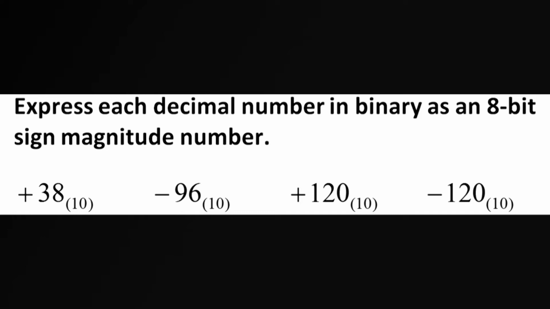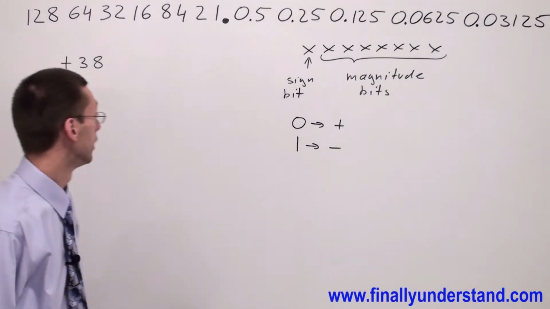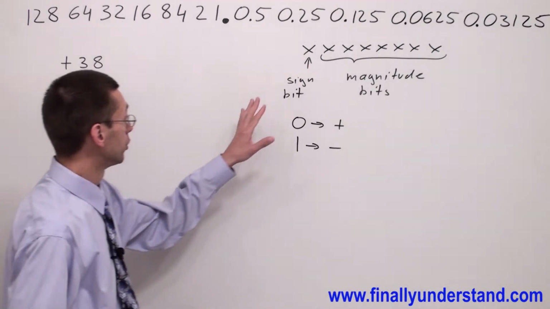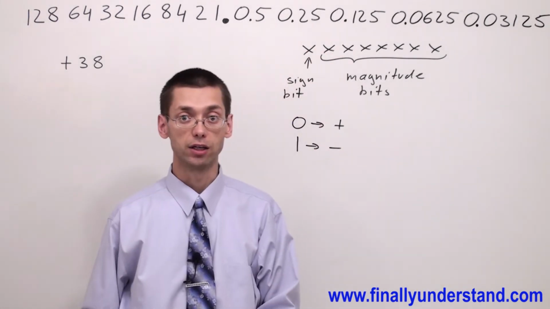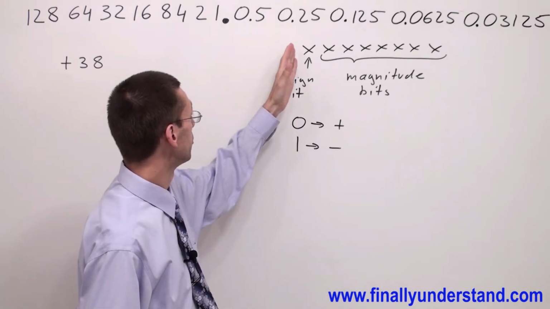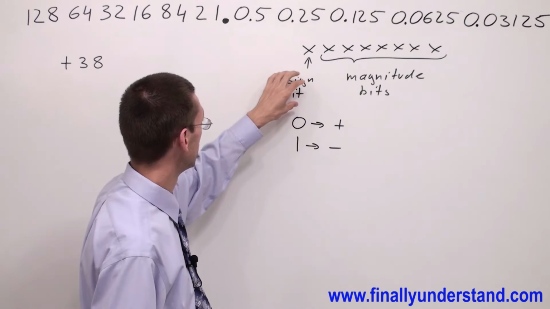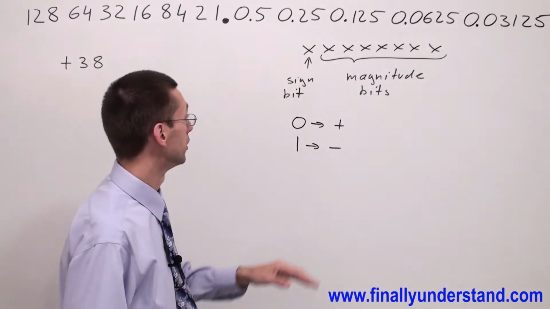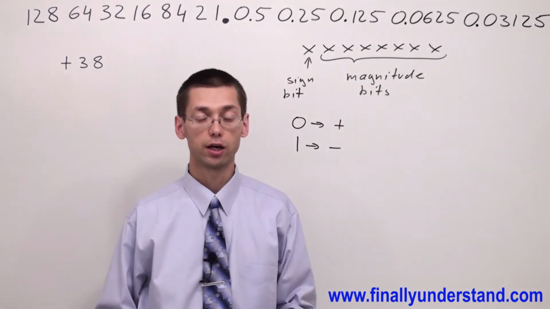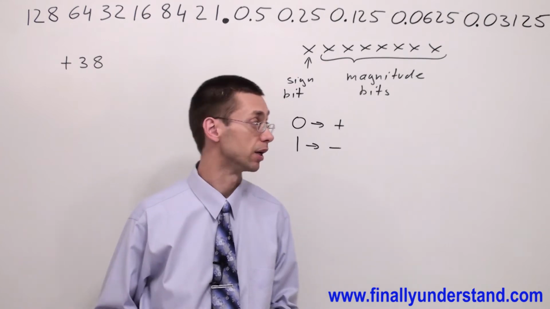This time we're supposed to express each decimal number in binary as an 8-bit sign magnitude number. First, you're supposed to look at the structure of an 8-bit sign magnitude number. The very first bit is going to represent the sign. It's going to tell me if the number is positive or negative. The remaining bits are going to show me the magnitude. They're going to tell me how big the number is.